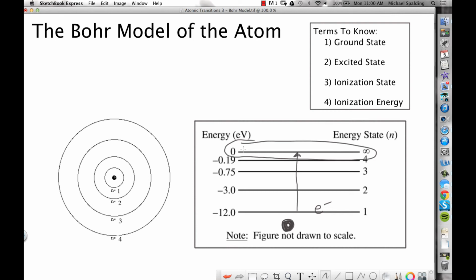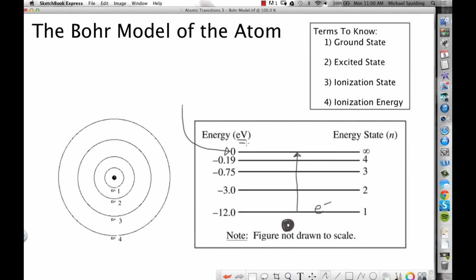If you take an electron and pull it completely off the atom, what did you just do to the atom? If an atom loses an electron, what does that mean? It became an ion, right? It became a positively charged ion. So this top state here is referred to as the ionization state. Notice that it's labeled 0, right?